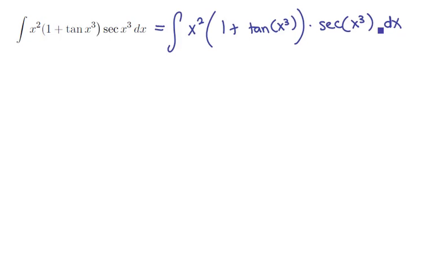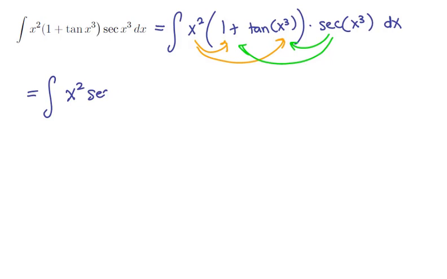Since this is a product, ask, can you expand it? Well, yeah, the x squared can be distributed in here, and the secant x cubed can be distributed in as well. So let's do the distributions instead. We're going to have the integral of, let's see, x squared times secant of x cubed times 1. That's the first distribution. And then we're going to have an x squared times the secant of x cubed times the tangent of x cubed. That's the double distribution on the right there. So this is our new integrand.